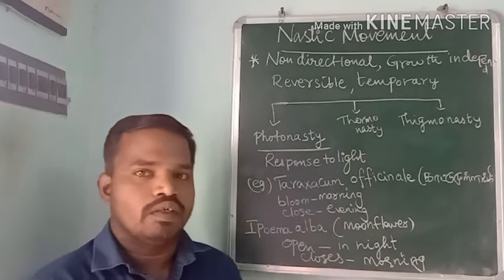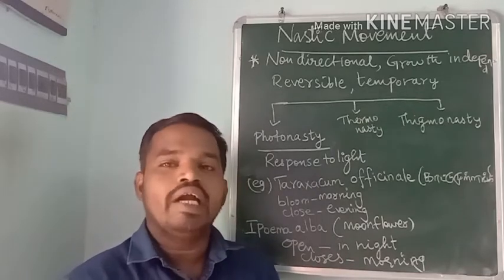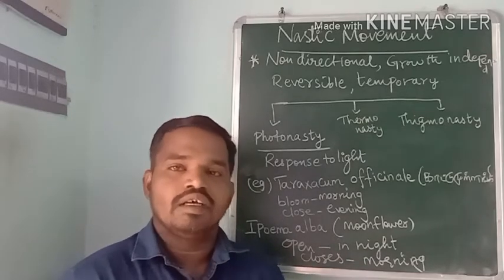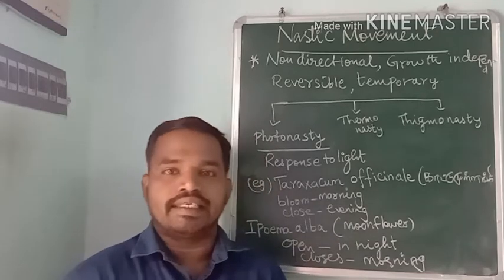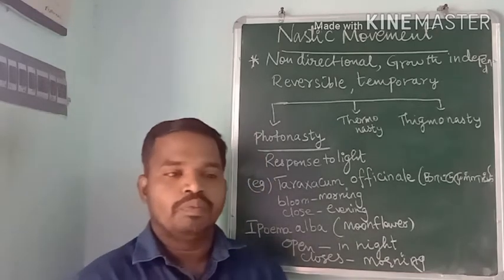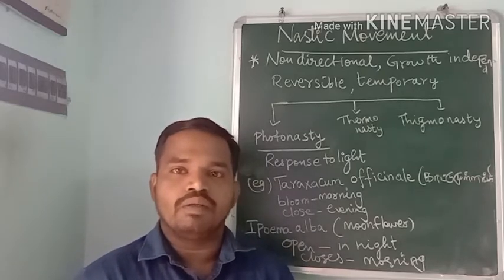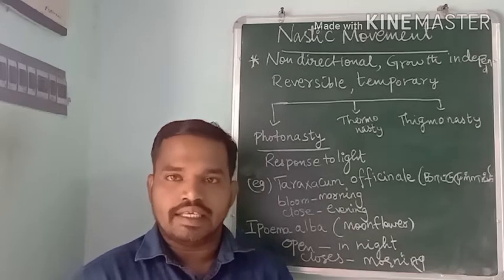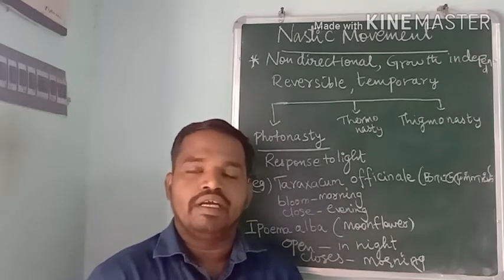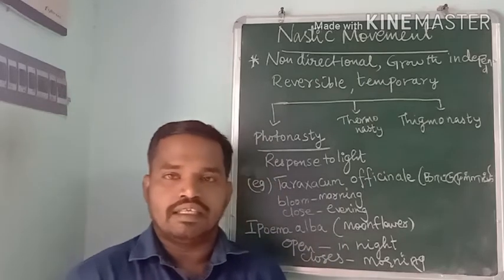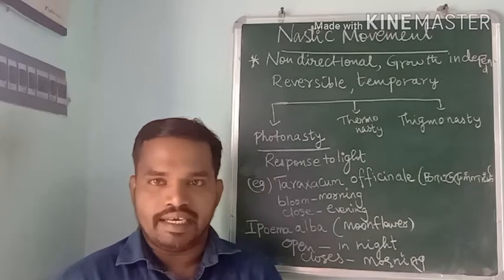Okay, let's move on to Nastic movement. This Nastic movement is a non-directional movement, whereas tropism is a directional, unidirectional movement. In tropism, the movement of the parts of the plants will be unidirectional. But in Nastic movement, the movement of parts of the plants is non-directional.